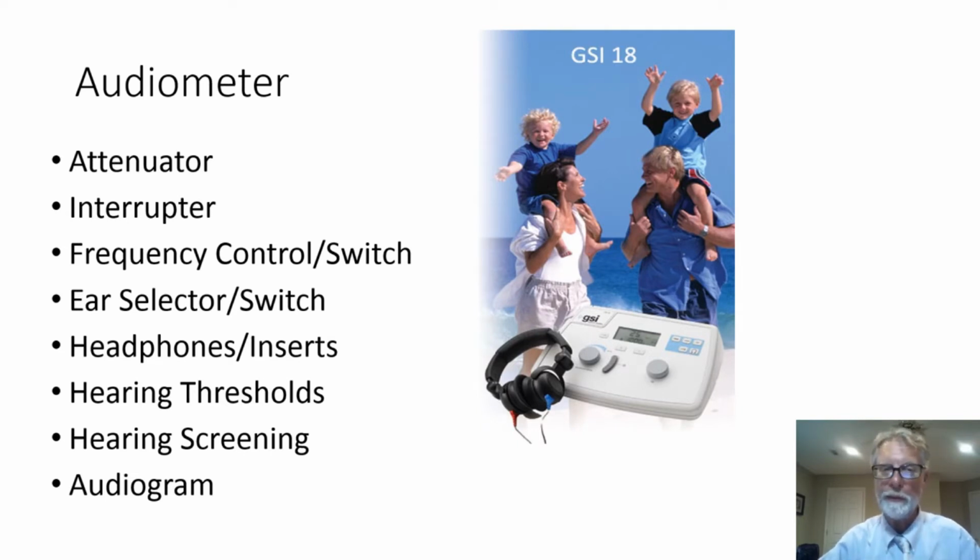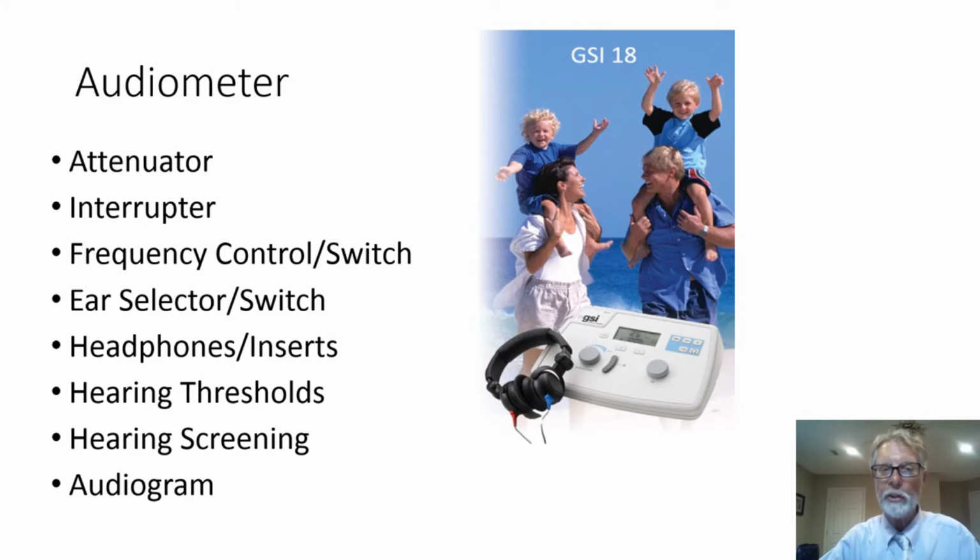Very frequency specific. We have a frequency control or frequency switch so that we can change from one frequency to another. Things like 250, 500, 750, 1,000, 1,500, 2,000, 3,000, 4,000, 6,000, 8,000. They're the typical frequencies. Then we have an air selector switch to go between left and right. We have either headphones or inserts that are plugged into the audiometer. I'll show you those in the next slides.